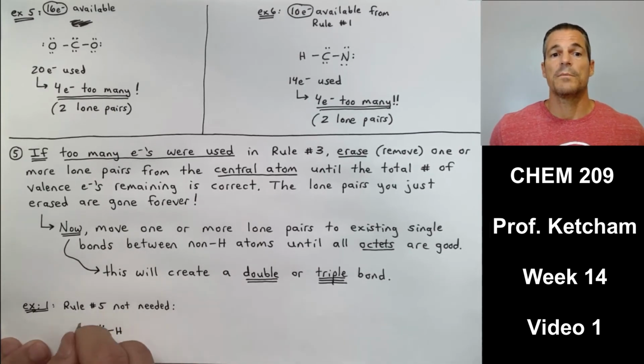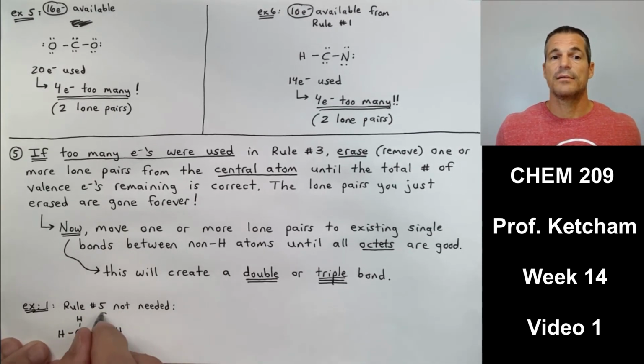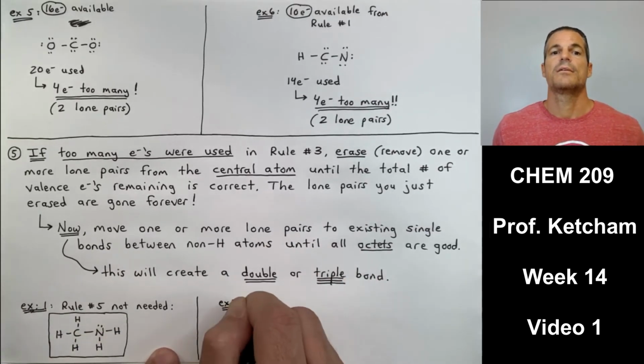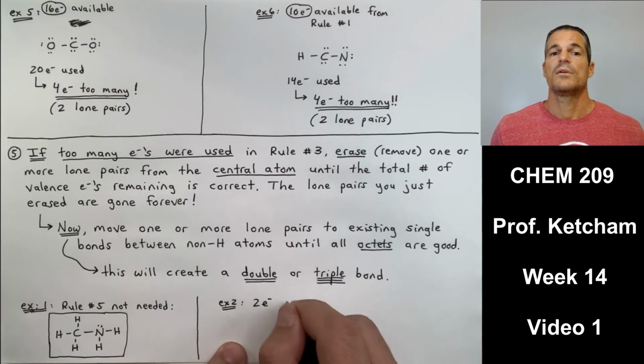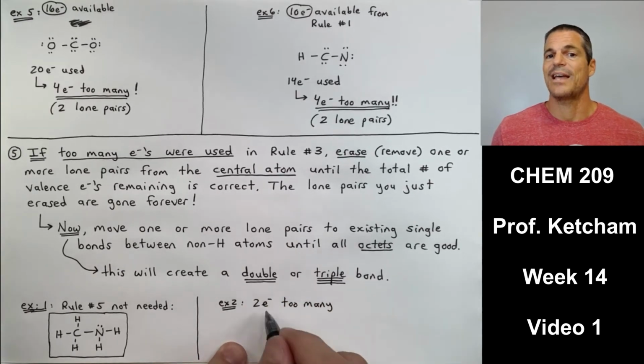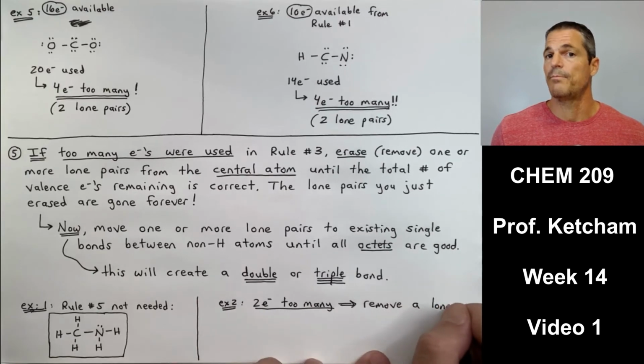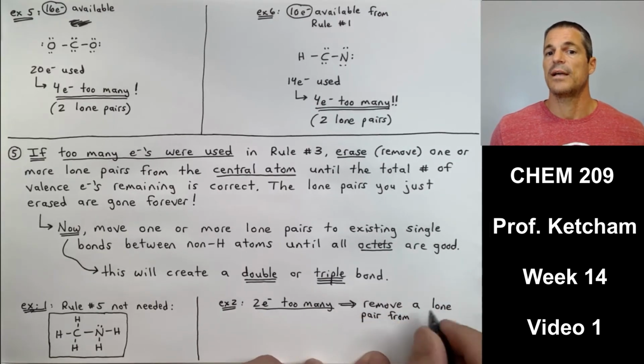So example 1, rule number 5 is actually not needed. Everyone's happy with 8 electrons, and electron count is in check. Now in example 2, 2 electrons too many. So I'm going to have to remove 2 electrons. In other words, I'm going to have to remove a lone pair from the central atom.